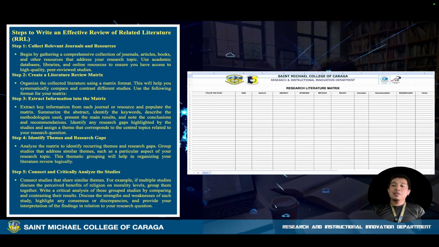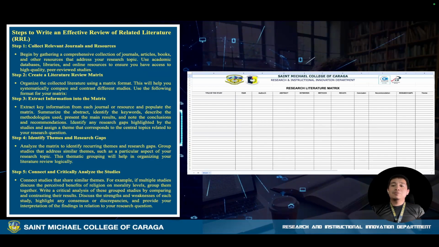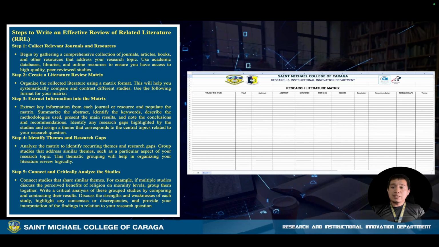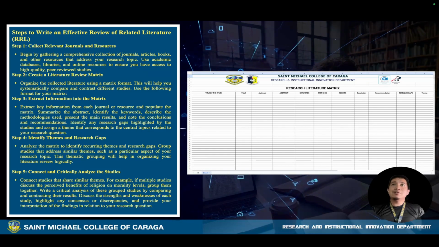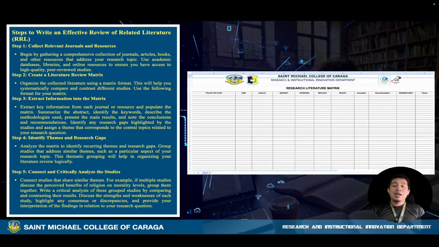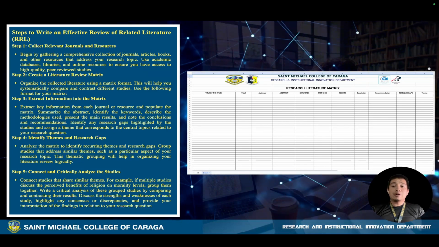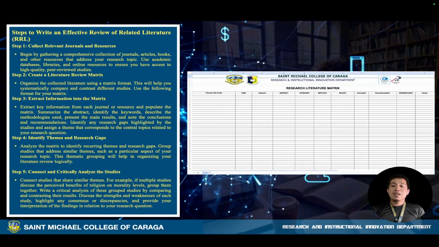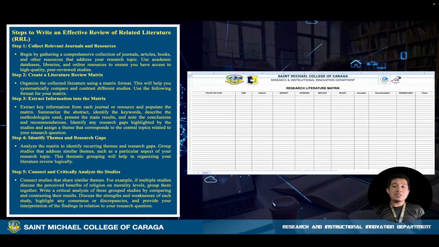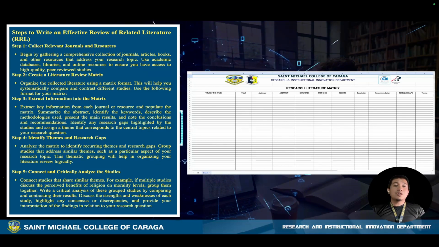gap. The theme here is related to writing down the central ideas of certain journals so that it would be easy for you to connect the ideas that support each other and the ideas that contrast with each other. So the first step is to collect relevant journals and resources. Second, you extract the information from the journals and reading materials using the research literature matrix. And from the extraction of that information, you're going to identify the themes and the research gaps later.